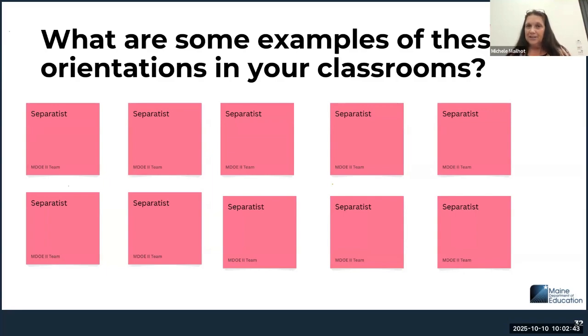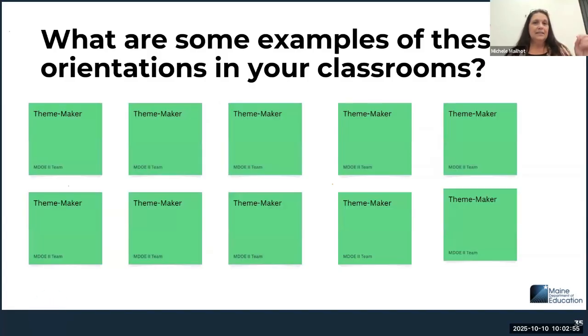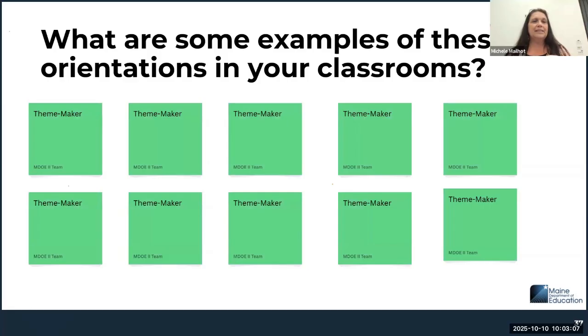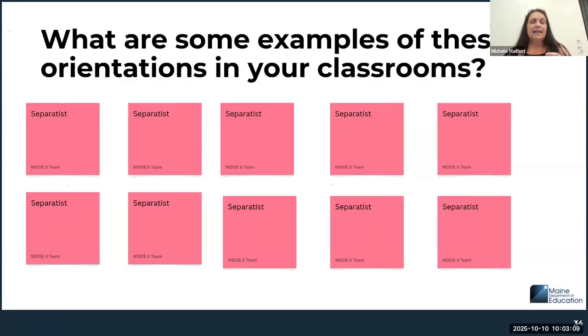I gave you a couple when I was talking, but I want you in your groups to think about a separatist point of view. Then the next one in green would be the theme maker. And the final one would be the embedder. What are some examples of these different orientations in classrooms that you have seen or would like to see? So we're going to be opening up our breakout rooms.